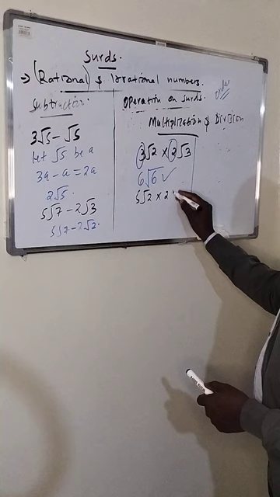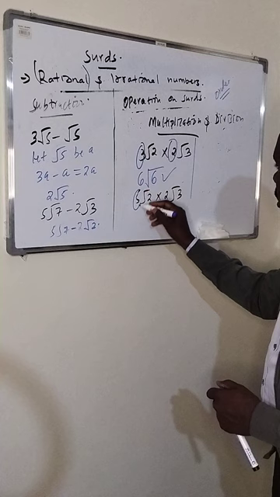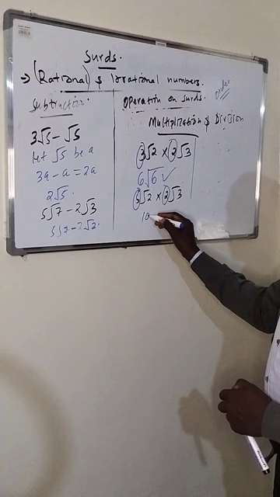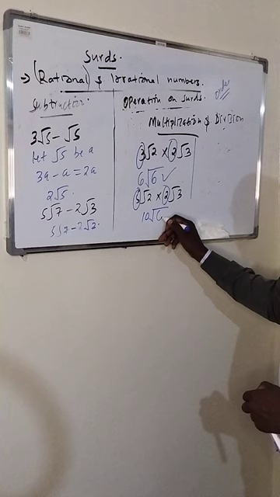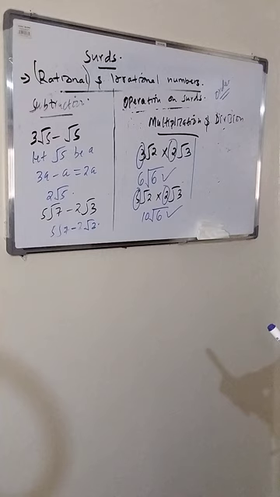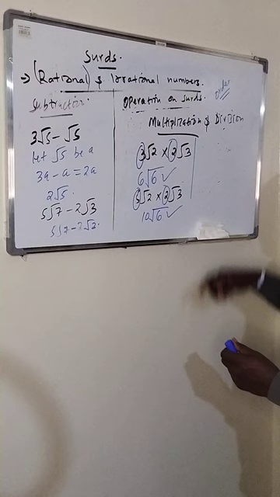If you multiply this, you will multiply the coefficients, then the numbers under the root sign. So you have 5 times 2, which is 10 root. Multiply the numbers under the root sign, 2 times 3, you get 6. So 10 root 6. Which is no different from division. Although division in surds is not very common, it is good that we know, but it behaves the same way as multiplication.